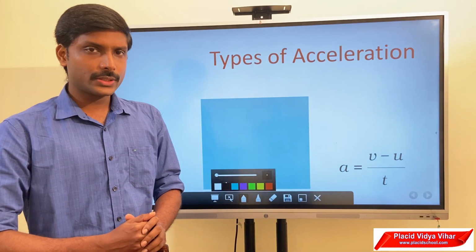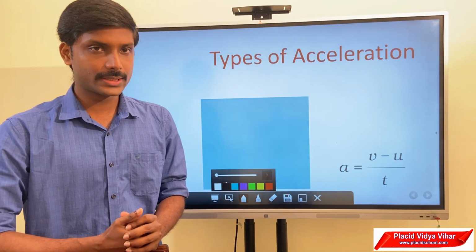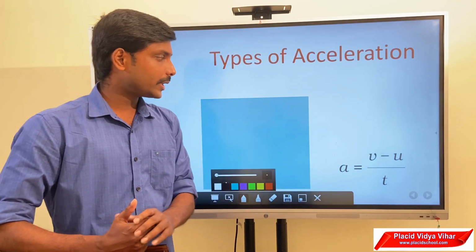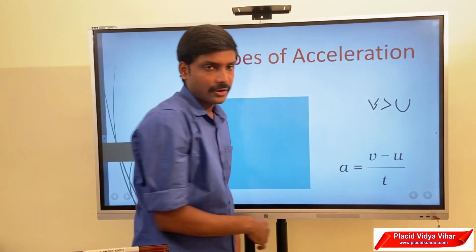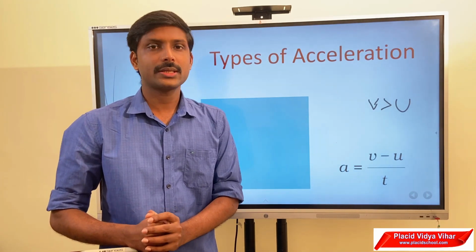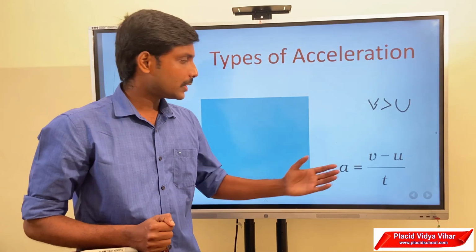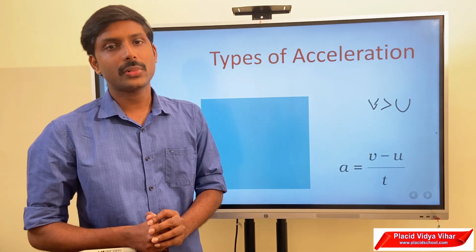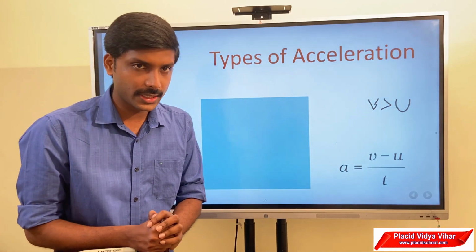Now let us assume that an object is initially coming from rest and moving with some certain velocity. So what can you say about the relation between v and u? v will be greater than u as the object is starting from rest and attaining certain velocity. So the acceleration will have a positive value, and that is called positive acceleration.